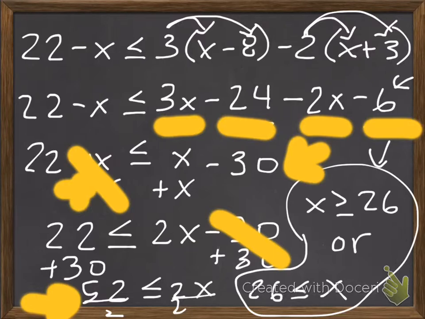And then I divide by 2 to get 26 is less than or equal to x, or x is greater than or equal to 26. So either one of these is correct to circle.